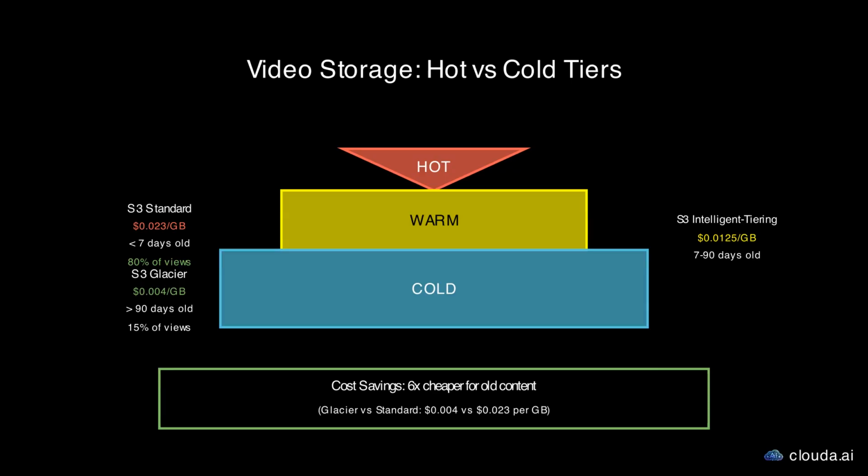The trade-off is cost versus access speed. Glacier retrieval takes hours, but for old content that's rarely watched, the 6x cost savings are massive. With petabytes of video, this tiering strategy saves millions monthly.